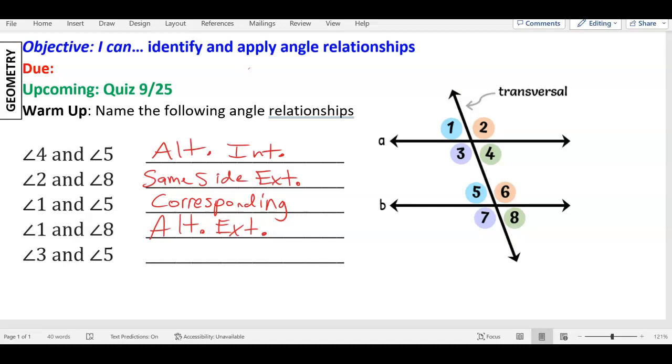Last but not least here is 3 and 5. Are 3 and 5 same side or alternate? They're both to the left. They are same side. And are they in or out? In between the other two. So interior angles. So we say same side, interior. If you were not here yesterday, that is a big part of what we learned, so keep that in mind. Everyone should have the notes from yesterday, or a copy, right? We're going to do some more notes. This is basically part 2.